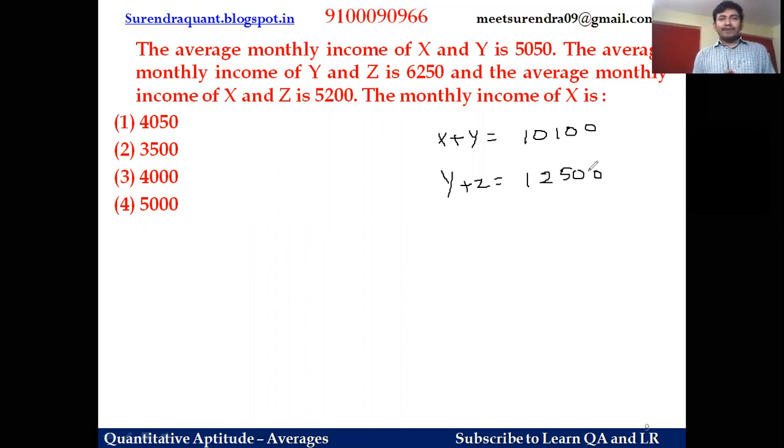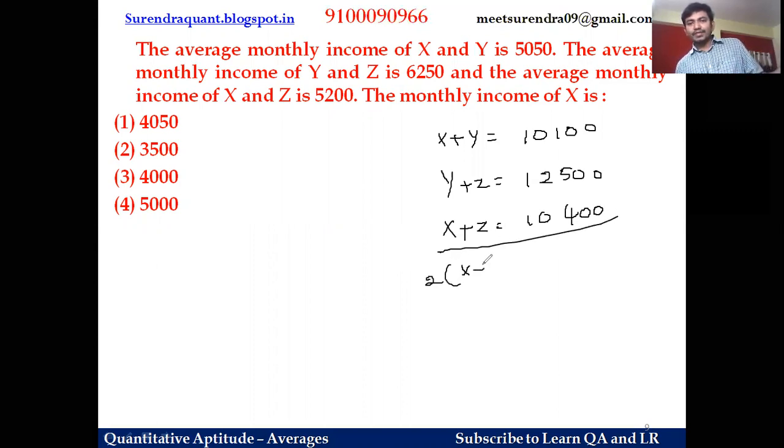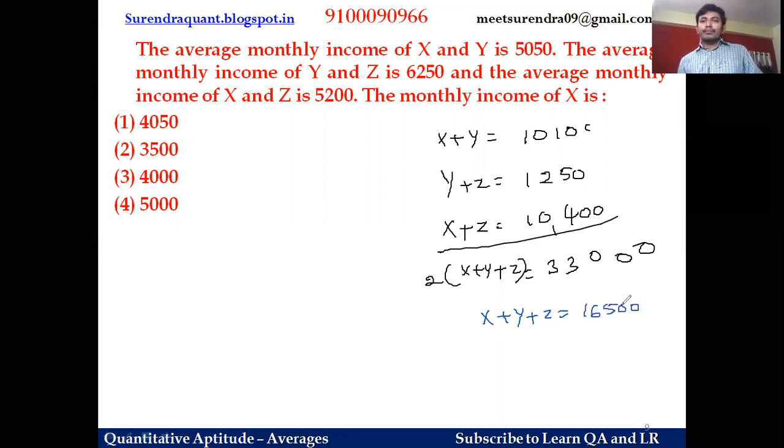And the average monthly income of X and Z is 5,200. So X and Z is 5,200 into 2, that is 10,400. Friends, if I add all these three equations, 2 times (X plus Y plus Z) will come. The sum is 10,100 plus 12,500 plus 10,400, which is 33,000. So 2 times (X plus Y plus Z) is 33,000. So what is X plus Y plus Z then? It is 33,000 by 2, that is 16,500 rupees. But you need to find the income of X. That means we don't want Y and Z.